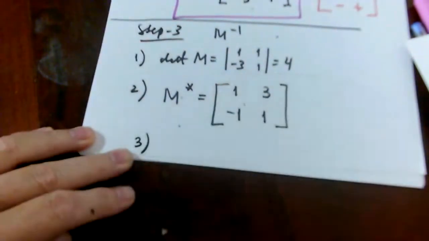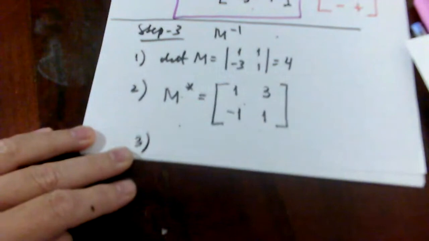Okay, the third step is transposing the matrix. So M star transposed. It's a very easy operation. How is it being done?